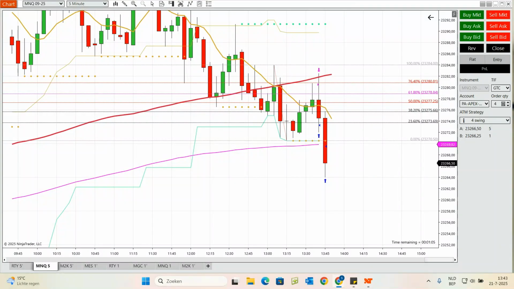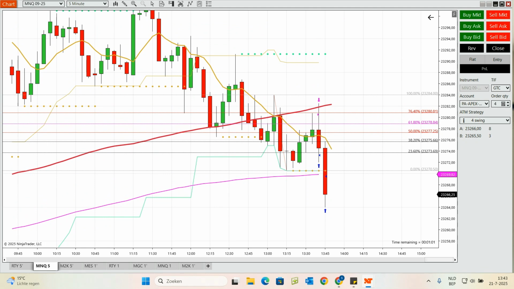I want to show you the one trade that I took today. We're in the Nasdaq, on the 5 minute chart, and I want to focus more on the Fibonacci retracement, so the 61.8 and the 76 wave.